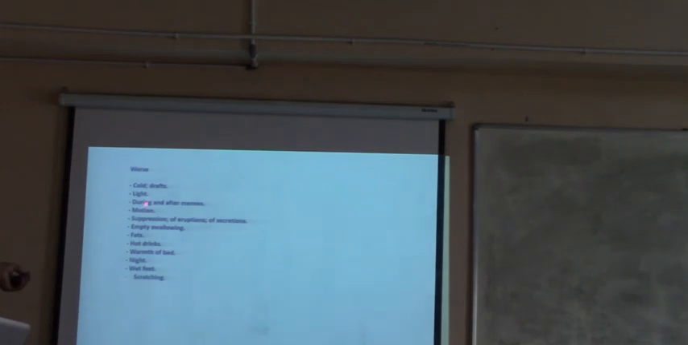And the last thing here is the modalities. You know, Graphites is a chilly patient. So cold, and you saw a lot of symptoms aggravated during and after menses. Very lazy guy, motion aggravates, suppressed eruption, empty swallowing, fatty food, hot drinks, warmth of bed, night, wet feet, scratching. These are all aggravating factors.